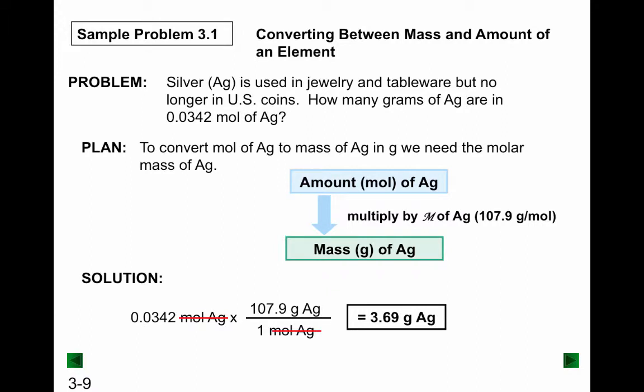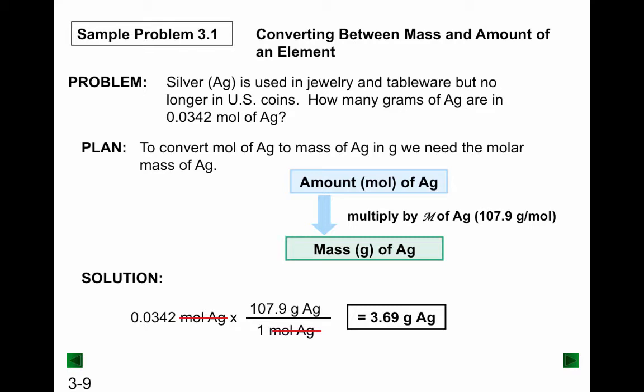This is sample problem 3.1, and it is designed to give us practice converting between grams and moles. The problem is asking us to find the number of grams of silver present in 0.0342 moles of silver. Getting used to reading word problems and determining what you are asked to do is a very important skill you would want to develop for this course. You need to develop a strategy for solving problems such as this one.